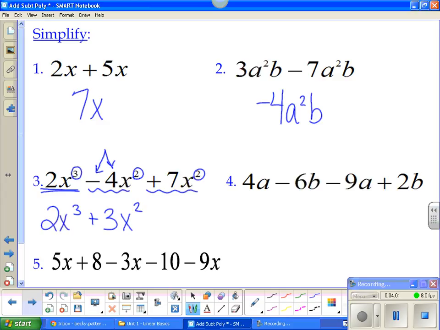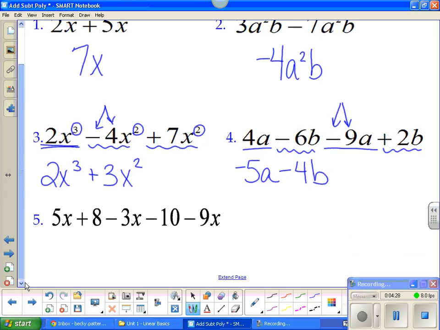So in looking at number 4, I've got terms 4a and a negative 9a. Again, that negative goes to that 9. Those are my like terms. If I add a 4 and a negative 9, that gives me a negative 5a. And then I have a negative 6b and a positive 2b, and that gives me a negative 4b.